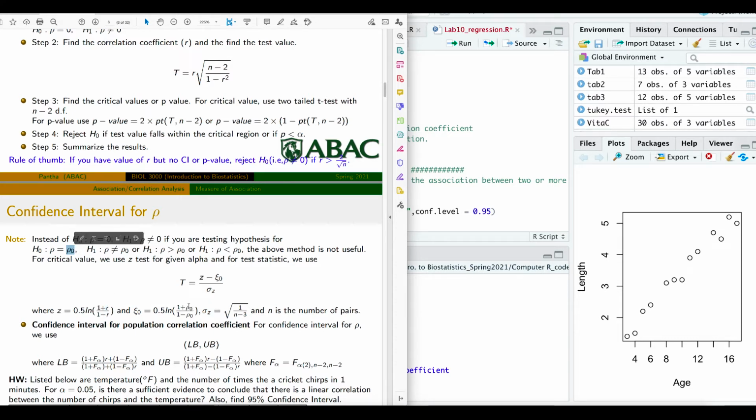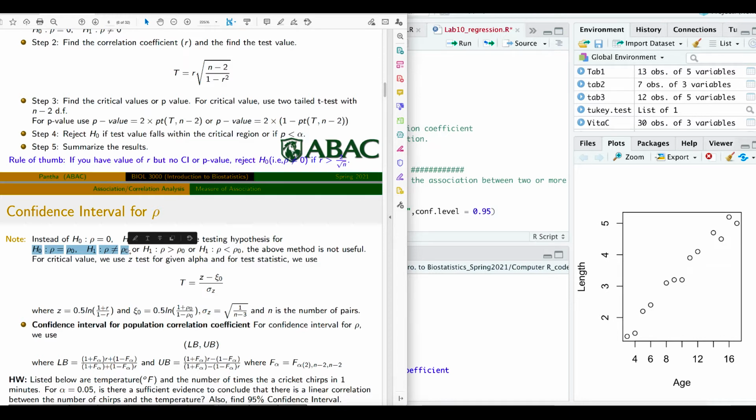If rho 0 is 0, then zeta 0 will be 0. So that's why we are not using that value, right? Rho 0 will be not 0, and then use that. And sigma g is the square root of 1 over (n minus 3), where n is the number of pairs. That's the formula you will be using if your null hypothesis doesn't have rho equals 0 versus rho not equals 0.